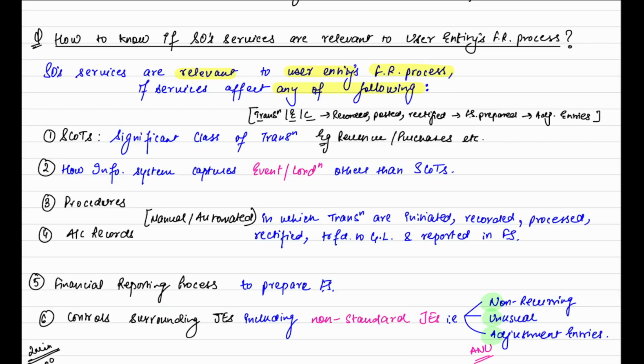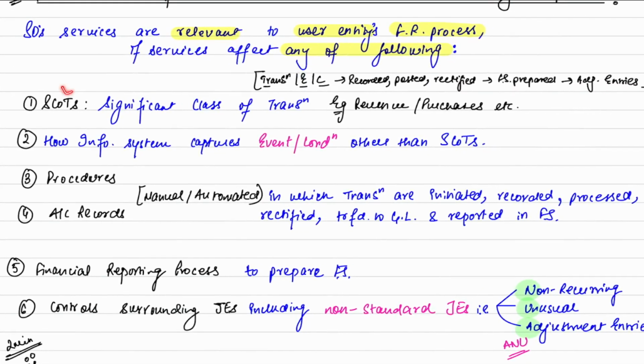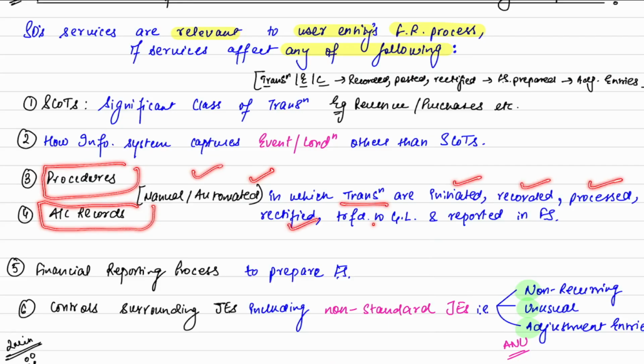First of all, everyone, please look at the board. First of all, there will be transactions, that means SCOTs. These are not the SCOTs you do in the gym. SCOTs means significant classes of transactions, like revenue or purchases. Then you see how the information system captures events and conditions other than SCOTs. So if there is a litigation against the entity, how the entity has created the provision for that litigation. Okay, sir. Then see how the procedures are done, and how the accounting records are updated, manually or in automated form, through which the transactions are initiated, recorded, processed, rectified, transferred to the general ledger and reported in the financial statements. Then you will talk about the financial reporting process to prepare the financial statements.